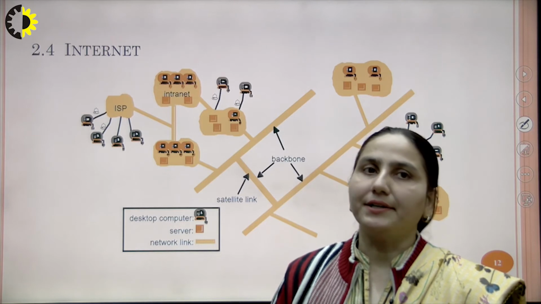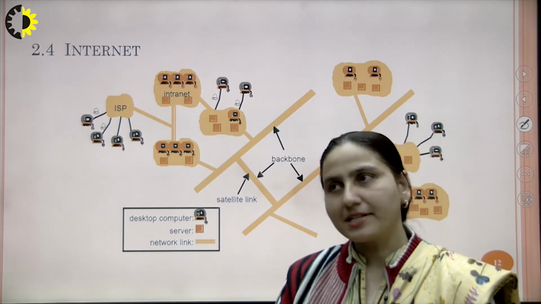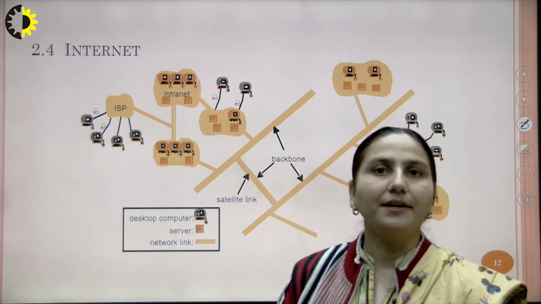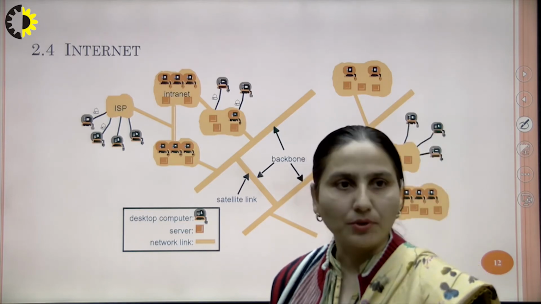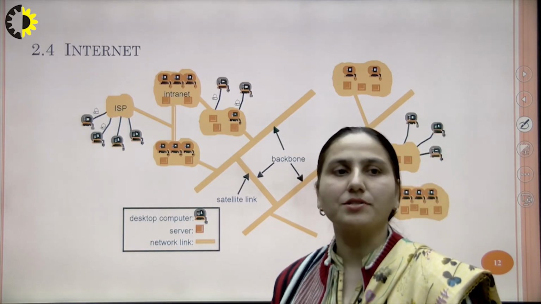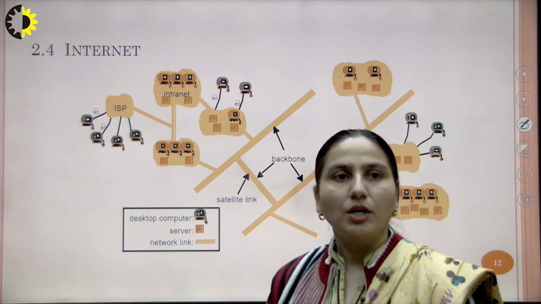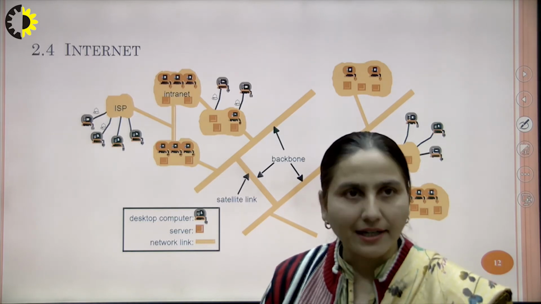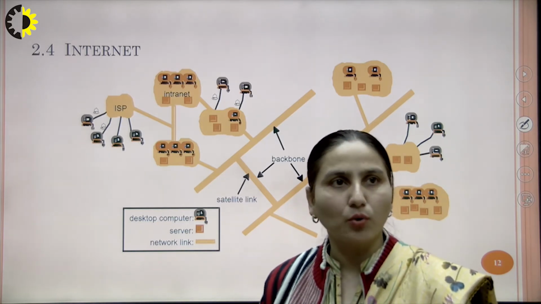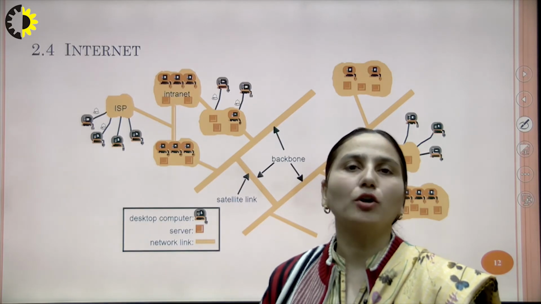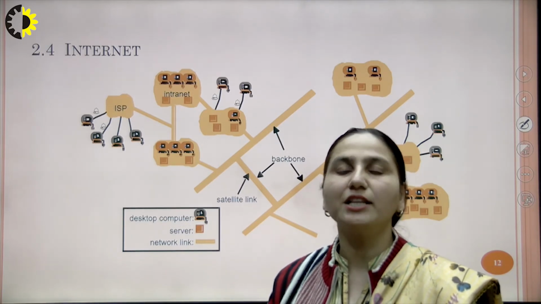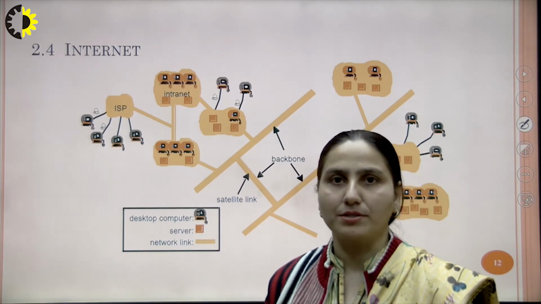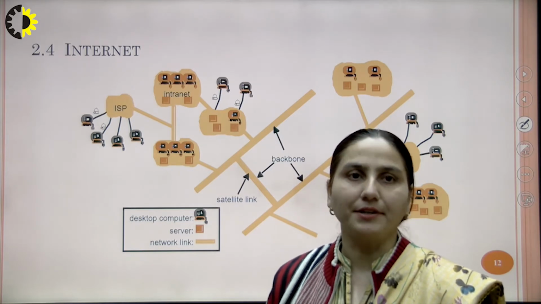Now, the internet. As we all know, the internet is the global connection of computers. We have different desktop computers, servers, and different network lines, and then we have the satellite link, which is actually the backbone of the whole system. This is also an example of a distributed system. It is basically the global connection of computers, a network of networks, the internet.